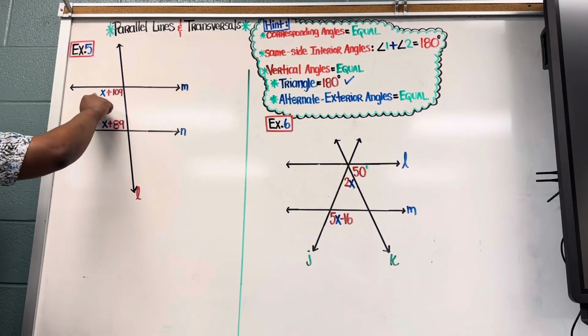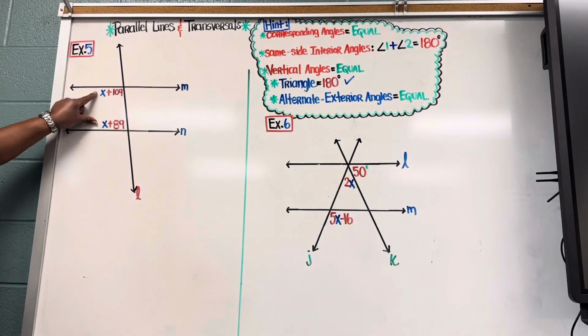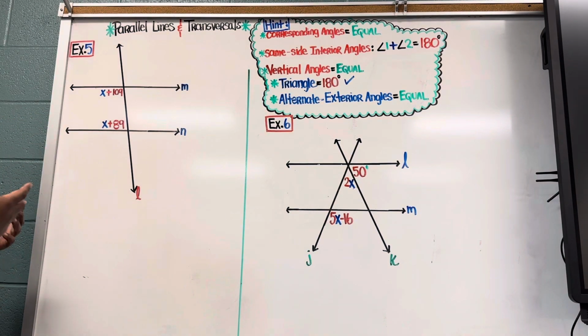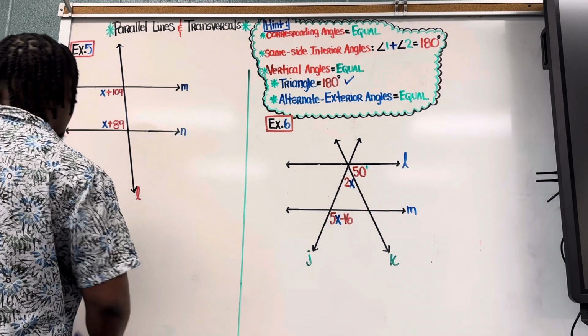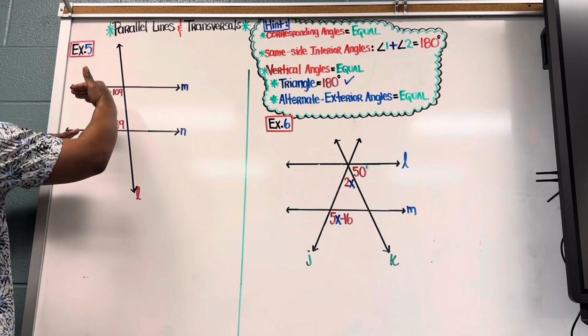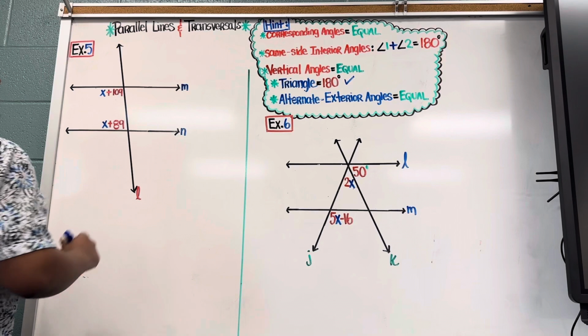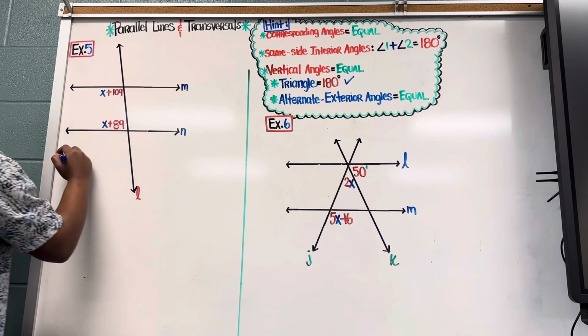Now, these two angles right here are same side interior angles, meaning that if we add these two angles together, they will equal 180 degrees, okay? So with us doing that, we can actually add these two angles together and find out the value of x so we can eventually find out the value of those particular angles, okay? So let's go ahead and do that. Once again, these are same side interior, meaning that they're inside the parallel lines and they're on the same side of the transversal. So that means that they equal 180. So let's go ahead and do that.